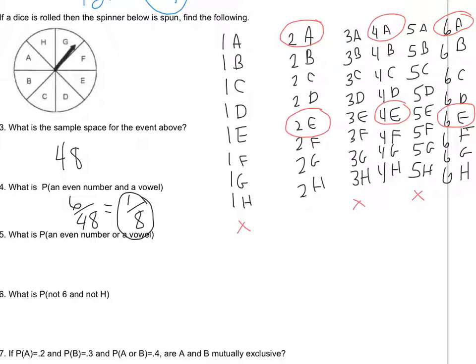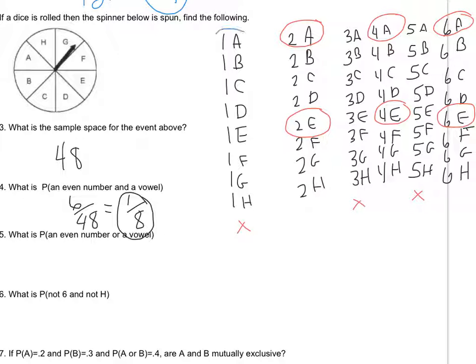Now let's see how this is different if we say it is a probability of an even number or a vowel. So all the ones we have circled in red would still be fine. But if you think about it, if I want an even number or a vowel, I just need one. Or both would still be fine. But I really just need one or the other.